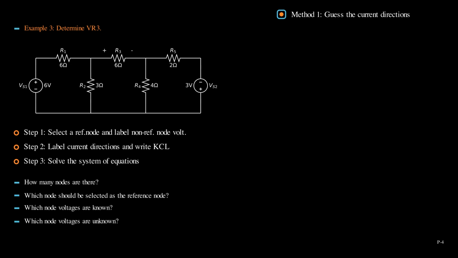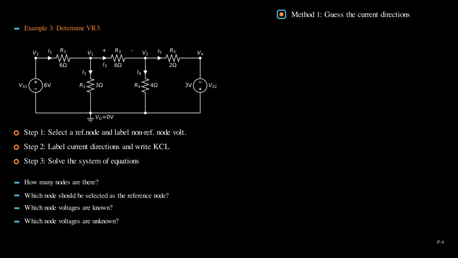Let's select the bottom node as the reference node, as usual, and label the current directions as shown in the circuit as the first method. Note that I3 is labeled from left to right to follow passive sign convention, entering the positive terminal of R3. At which nodes do we know the voltages?